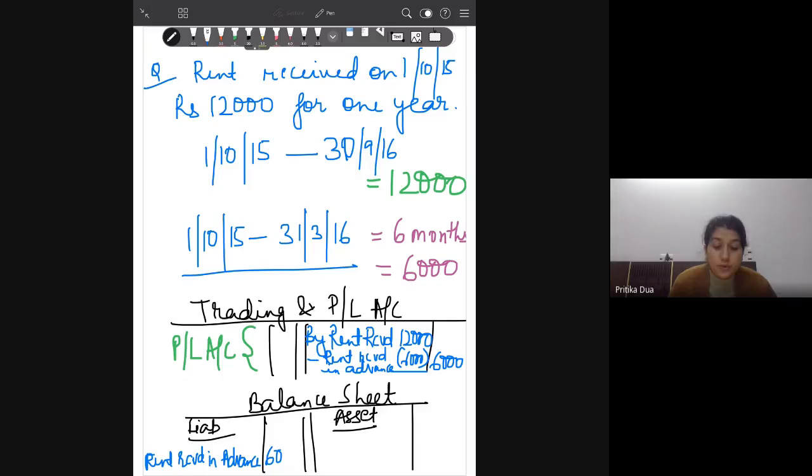So these are the two treatments for income received in advance. It is deducted on the credit side from the relevant income, and it is shown on the liability side in the balance sheet. So this is how you deal with expenses and incomes on accrual basis, that is outstanding and prepaid basis. I hope all the four adjustments are clear to everyone.